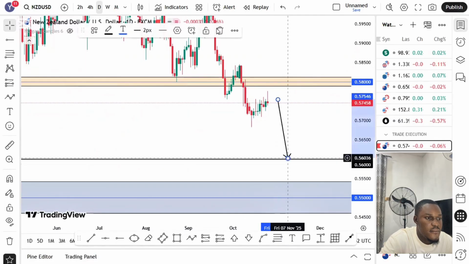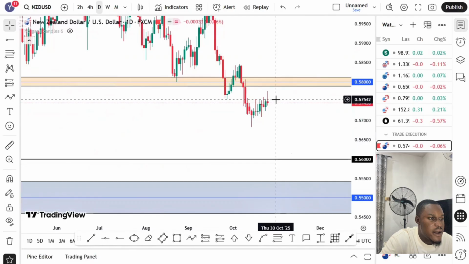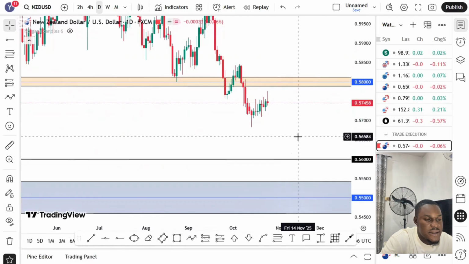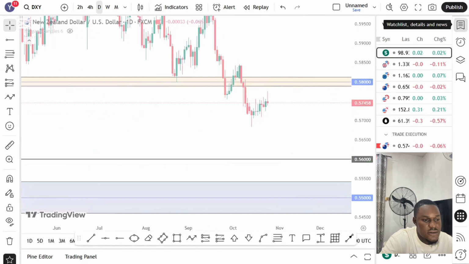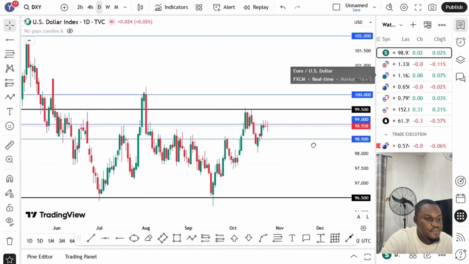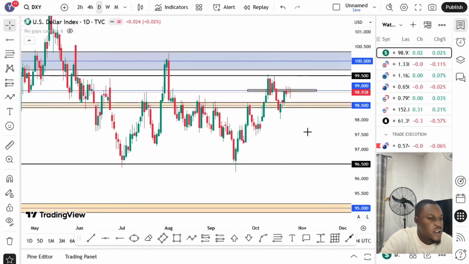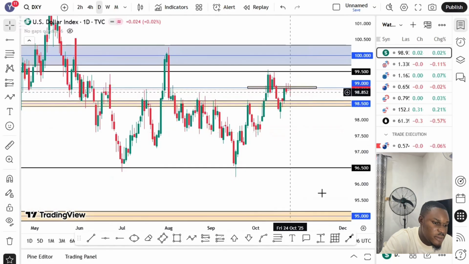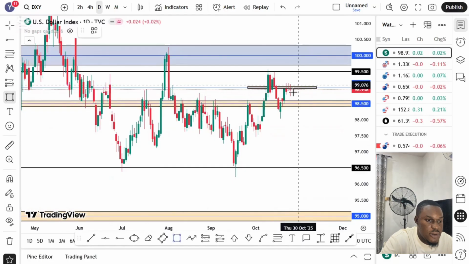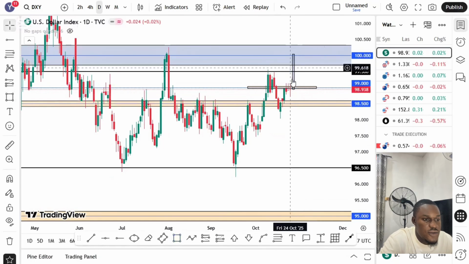My confidence in this trade is the dollar index, because the dollar index is currently bullish. So if the dollar index continues to be bullish to the upside, I will have a trade this week. So let's see what the market does this week.